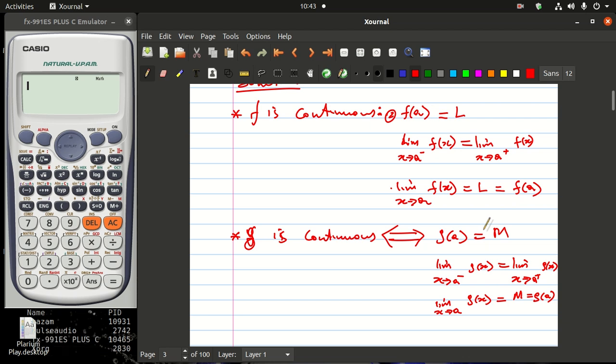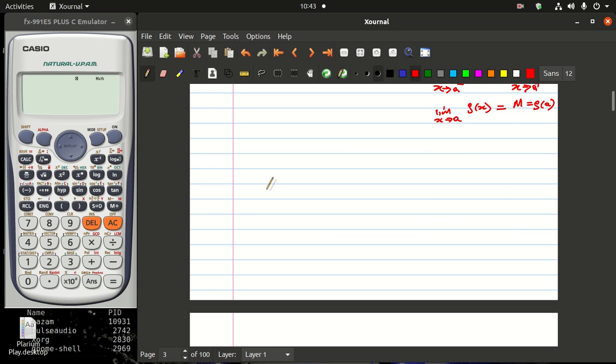Now, how do we prove this? Now, the question that we have, we wanted to prove that if I take f plus g of a, I actually get f of a plus g of a. Let me look into this again.